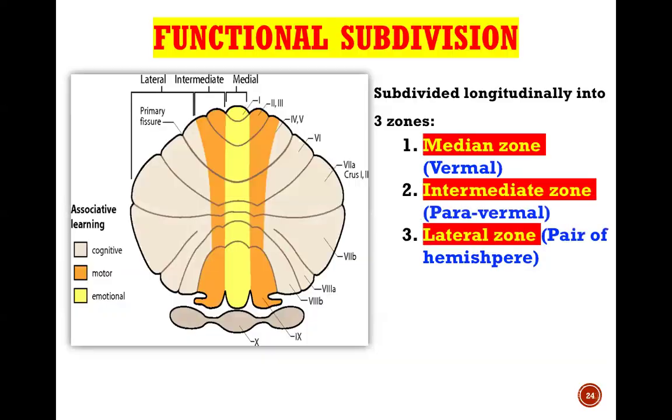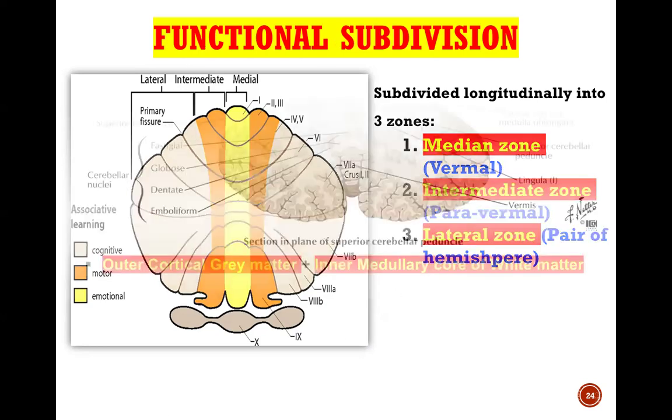Let's discuss the functional division of the cerebellum. In the functional division, there are three types. One is present in the median zone, one in the lateral zone, and another in the intermediate zone. The median zone is also considered the vermal part, the intermediate zone the paravermal part, and the lateral zone is part of the cerebral hemisphere. So they are considered the three parts according to the functional division.